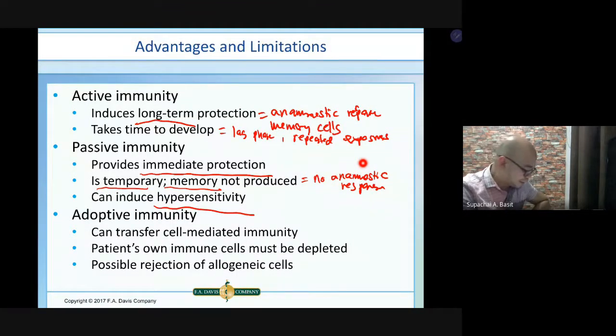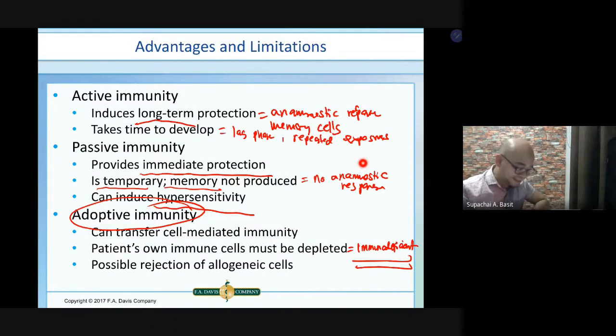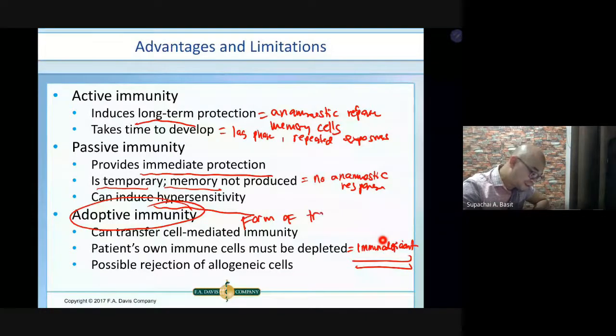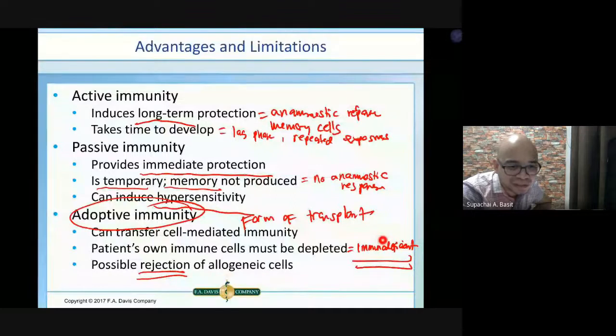Okay. So adoptive immunity can transfer cell-mediated immunity. The patient's own immune system cells must be depleted. So the requirement is that you have to be immunodeficient. You have to be immunodeficient to qualify for it. But again, because it is a transplant, a form of transplant, meaning there is a possibility of rejection of allogenic cells.